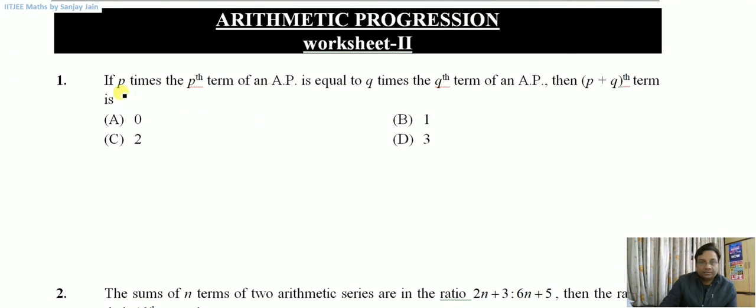Okay, let us solve the next set of questions. If p times the pth term of an AP is equal to q times the qth term of an AP, then the p plus qth term is.